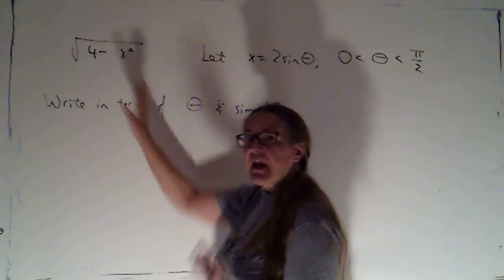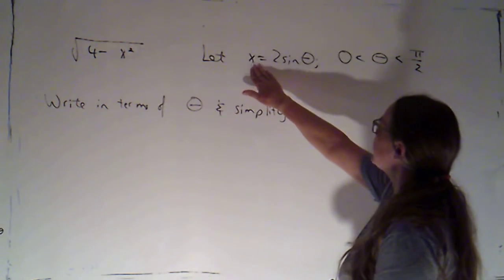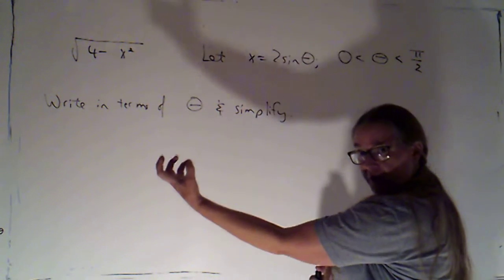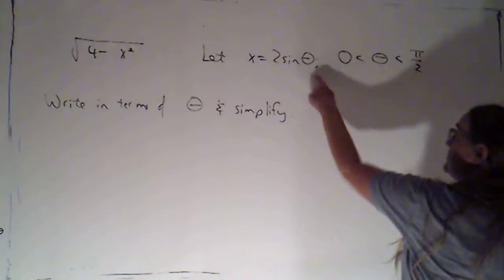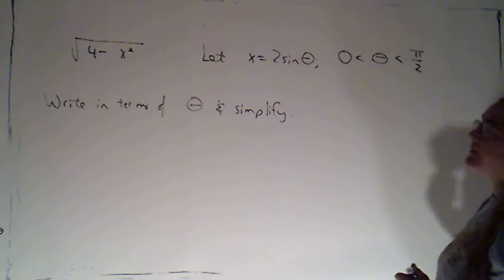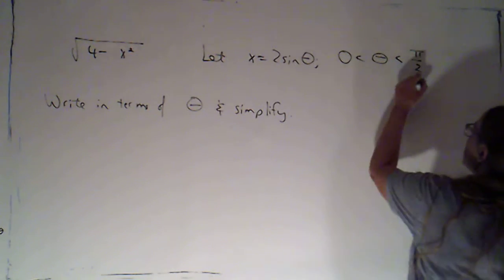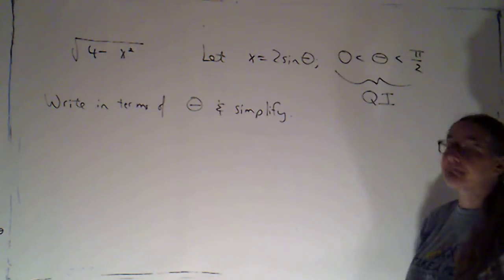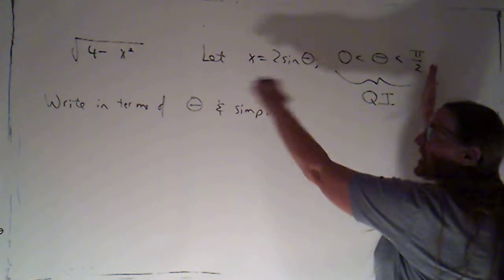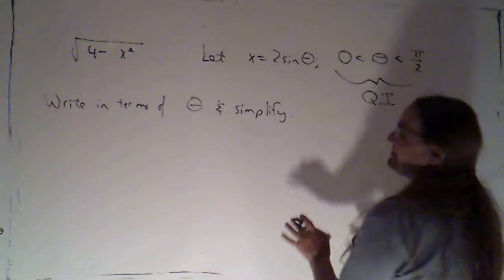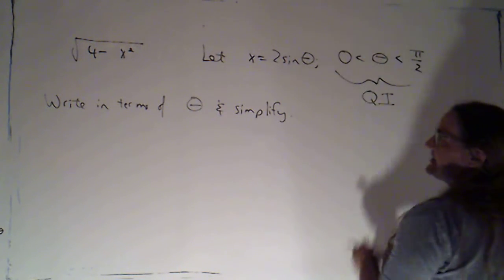So we're given this expression that involves a square root, and it's in terms of the variable x. And then we're told, let's suppose that x is 2 sine theta. So that's a relationship between the variable in the original problem and a new variable, theta. And we're being told that theta is between 0 and pi over 2. So that's putting us in quadrant 1. All of that's going to be given. Now, by the time you're in 3B, all of that won't be given. But right now, all of this is given.